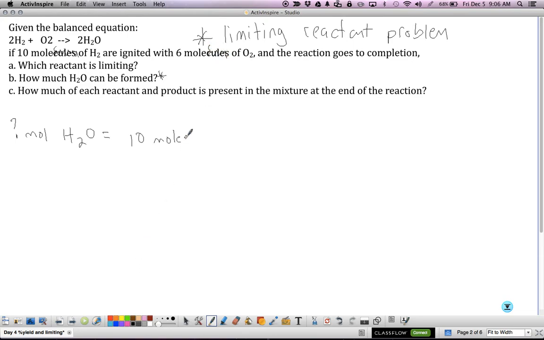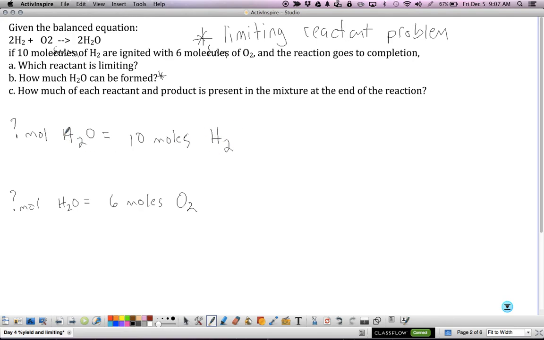Okay. 10 moles of H2. Now, the key thing here is I don't just have hydrogen. I also have oxygen. So I need to set up the same thing, but with oxygen, 6 moles O2. Okay? Now I can see that it's a pretty simple conversion, all right?